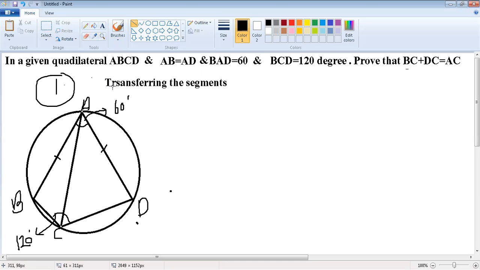Oh, I mistakenly typed the spelling of transferring as TRS. Whatsoever be, we joined AC. Now we have to prove that the sum of this length BC and this length CD equals this length AC. Now, how the transferring works.